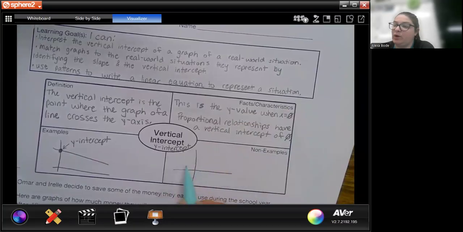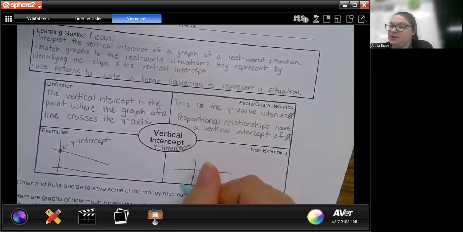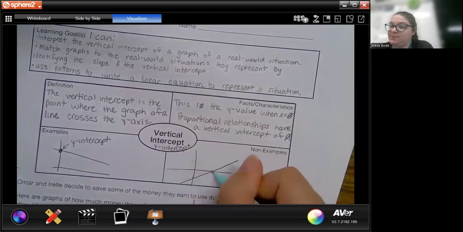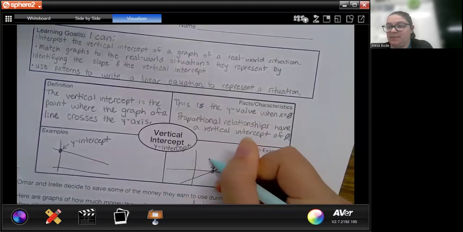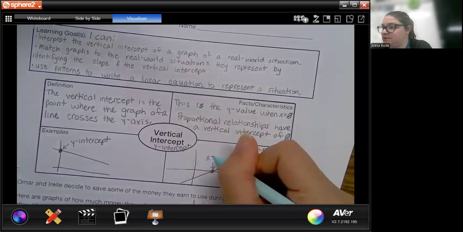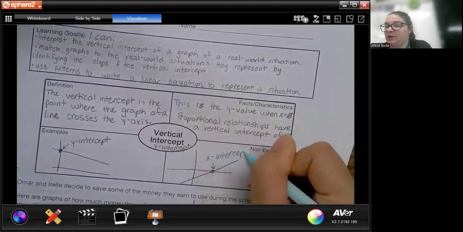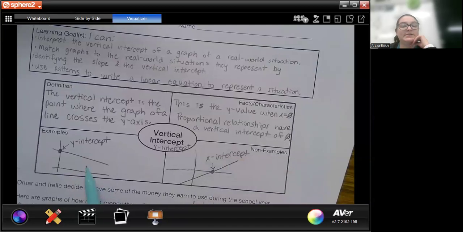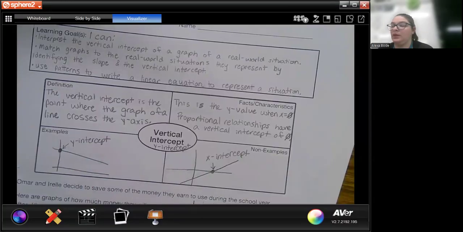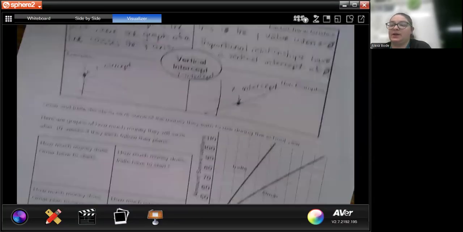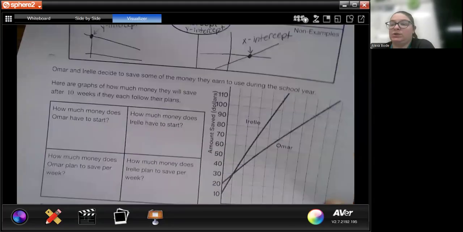Let's do a 4-quadrant graph. I'm going to do an increasing line here, but this point here, this is your x-intercept. That is different than your y-intercept. This is the x-intercept. So this is a non-example of our vertical intercept. So there are x and y intercepts. You guys will talk about both in algebra, but in 8th grade, our main focus is the y-intercept. Okay. So now that we know our vertical intercept, we can go and look at real world situations.